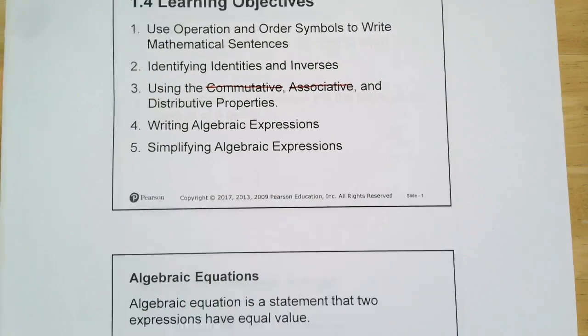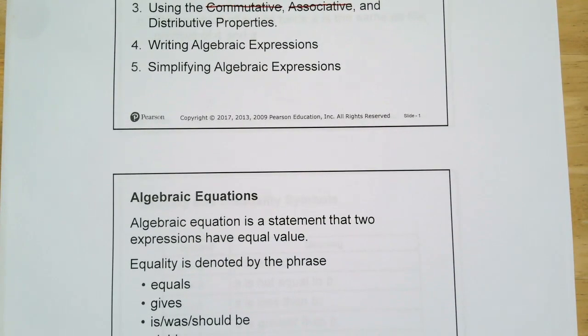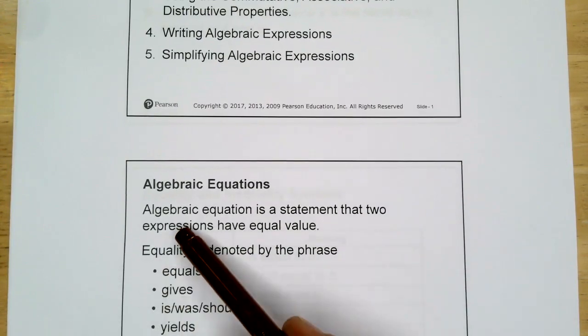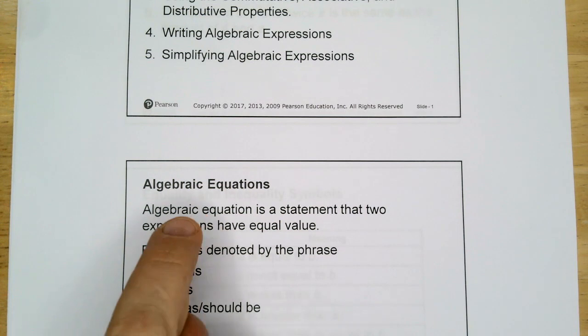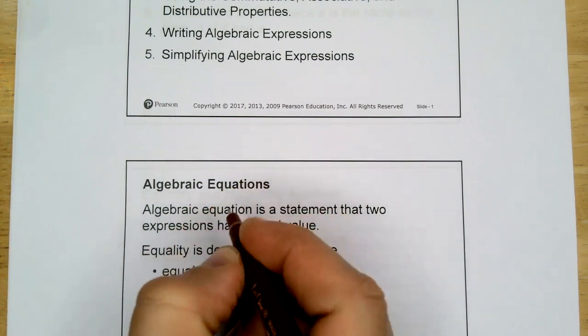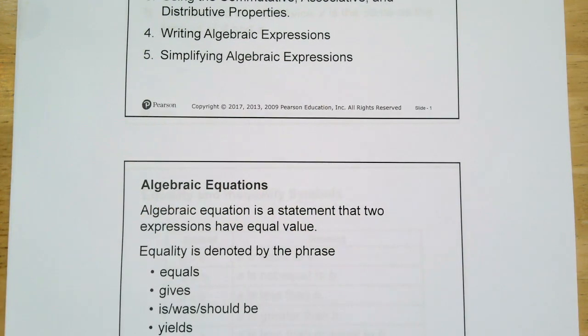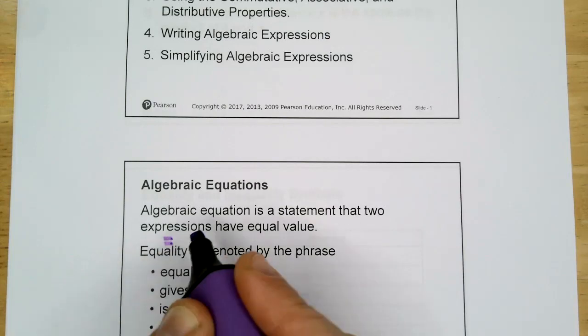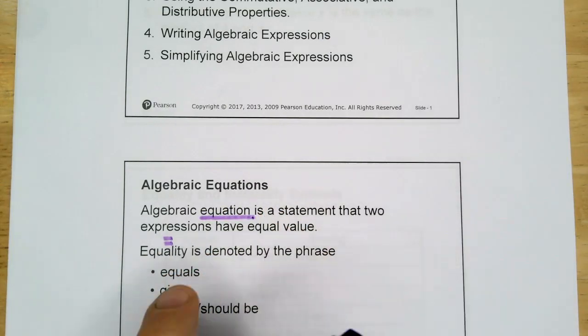All right. So what is an algebraic equation? It's a statement that two expressions have equal value. So in 1.2, we talked about expressions. An expression doesn't have an equal sign. If you add an equal sign and then something after the equal sign to an expression, it becomes an equation. Okay, so equality just means the equal sign, and equations will always have equality.